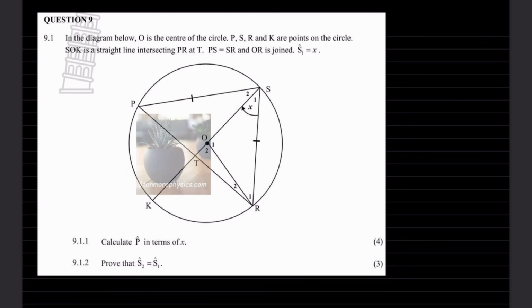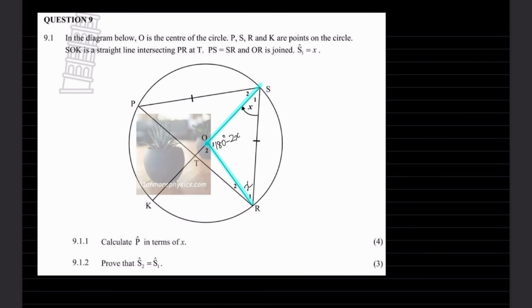So to solve this, I'm going to start by drawing just these lines here that represent the radii. Now, since OR and SR are radii, they are equal in length, which means that this triangle is going to be an isosceles triangle. That makes R1 X. Now we can use some angles in the triangle to solve for O1. O1 will be 180 minus 2x.